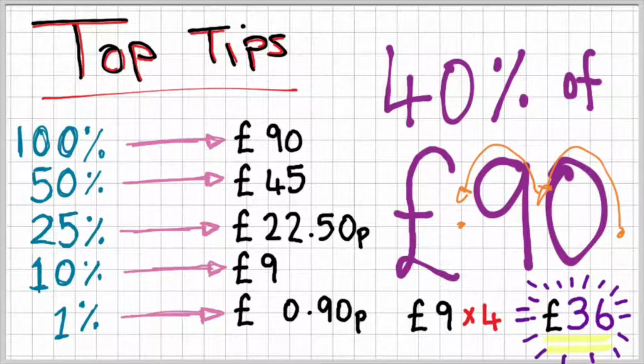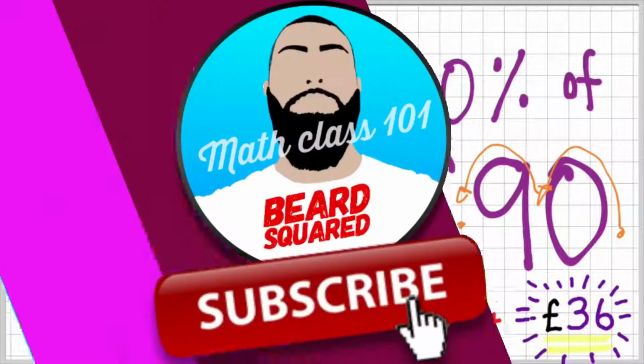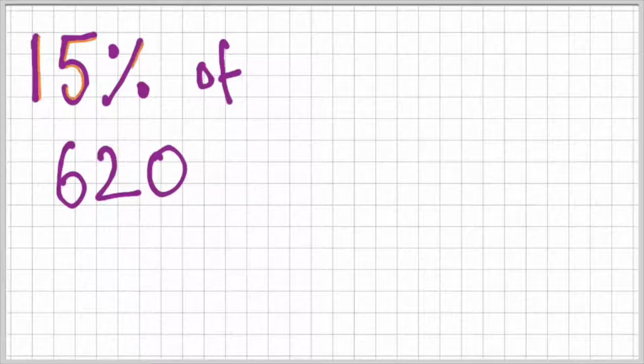So that's the top tip. Always try to figure out 100, 50, 25, 10 and 1% of any given number in order to very quickly do the calculation in your head. Now let's run through a couple of examples. So let's do 15% of 620.